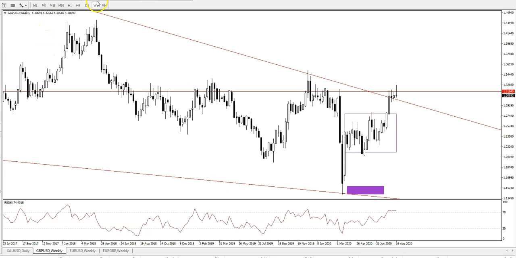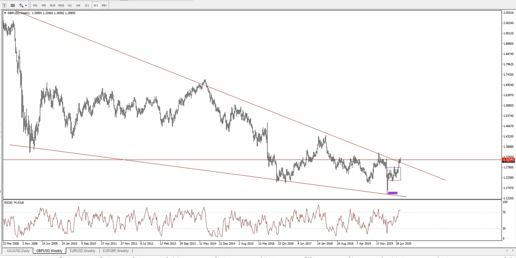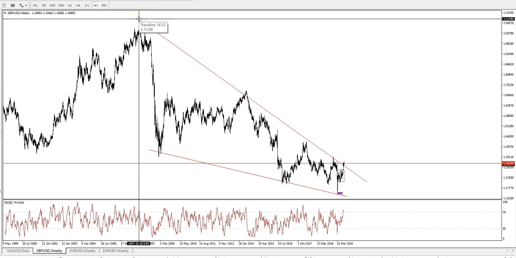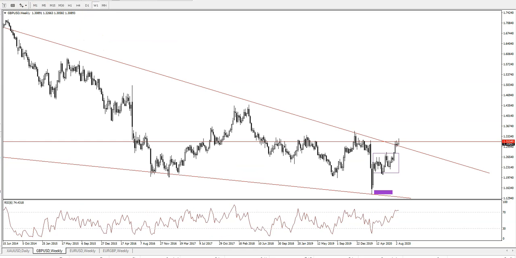Moving on to pound dollar. I'm also looking at the weekly price action. Based on the weekly, I have a very nice descending triangle, and this descending triangle started since October 2007. Since then, price has been moving down.